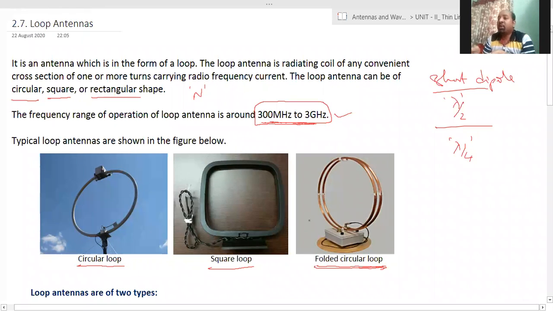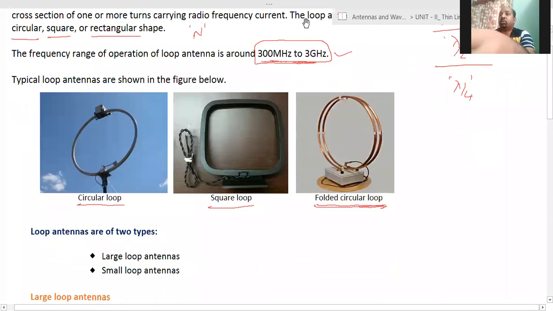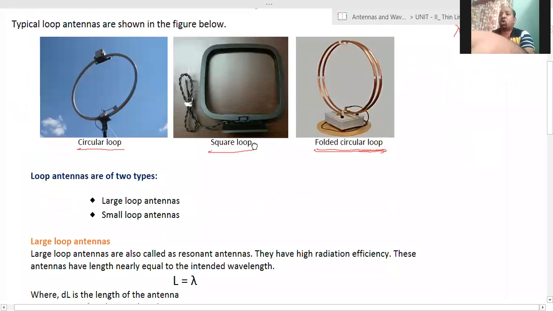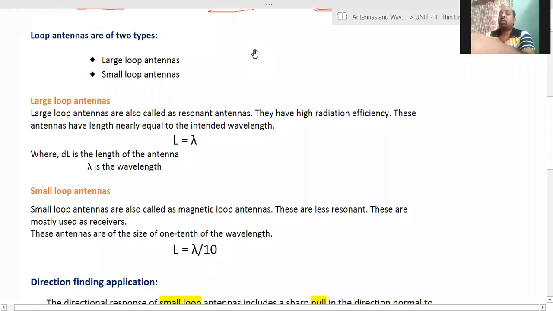Loop antennas are of two types: short loop and long loop, or large loop and small loop antennas. Large loop antennas are those whose dimensions or length are in terms of a wavelength.